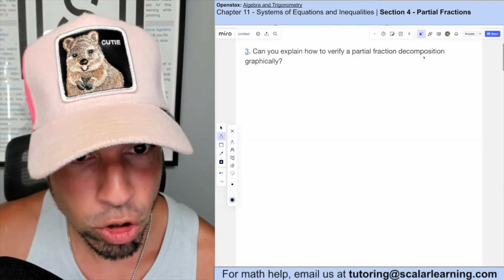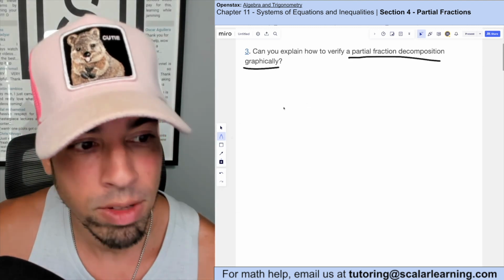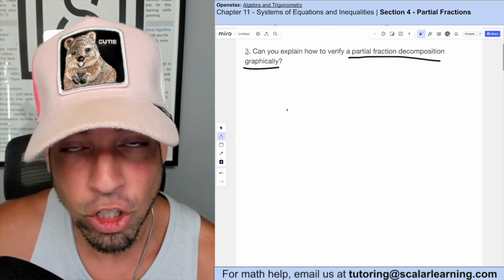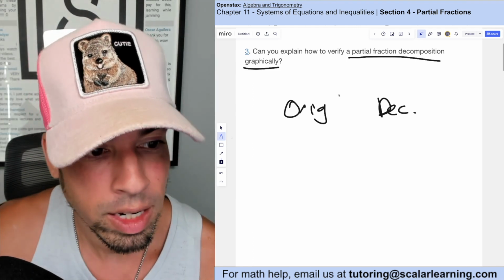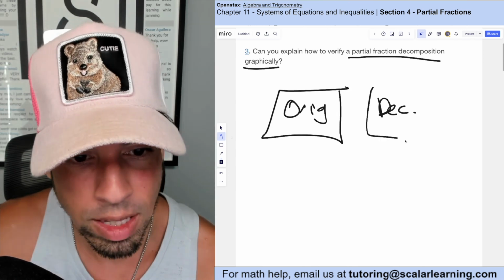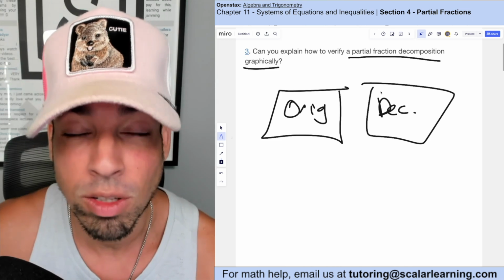Explain how to verify a partial fraction decomposition graphically, okay? So what you might have is, let's say you have the original fraction, and then you have the decomposed version, right? And if you graph the original in Desmos and then the decomposed, and if the two graphs match, then you know it's correct. So that's how you do it.